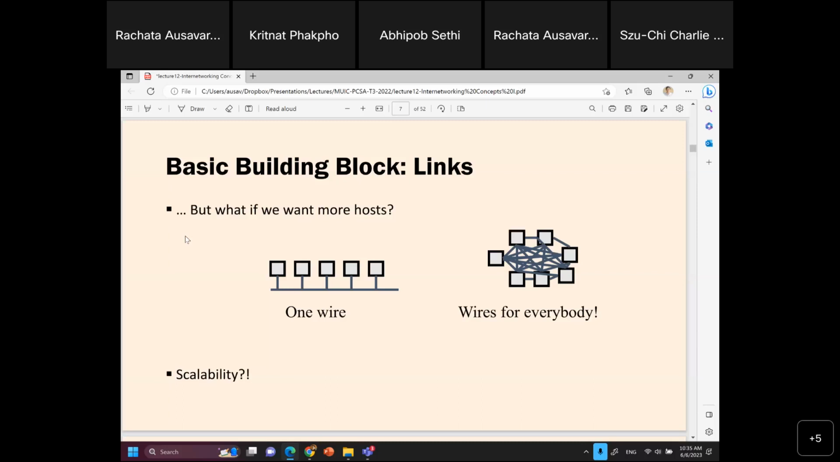So you can design, somehow we call this topology. Topology dictates how we put the links between the nodes, okay? And it has to do with scalability. It has to do with cost.